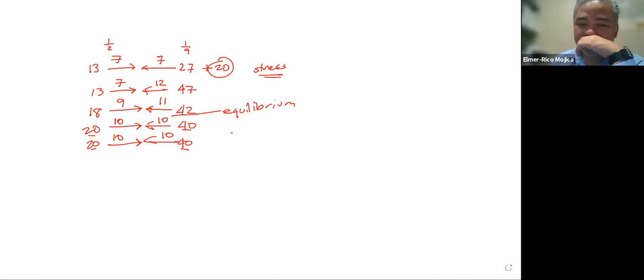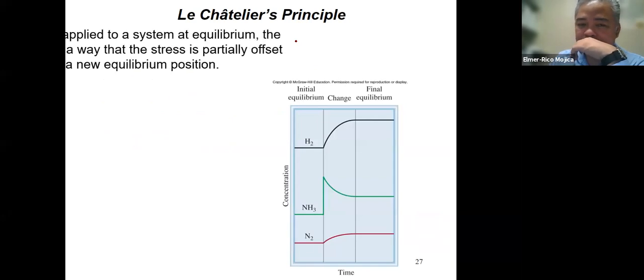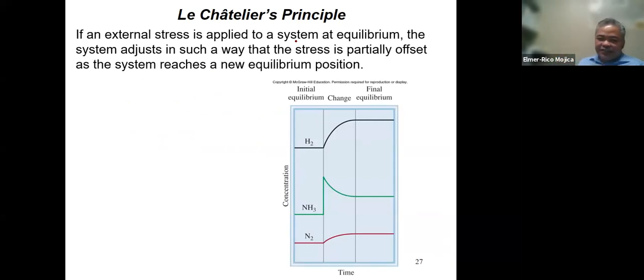So that is the concept of the so-called Le Chatelier's Principle. If an external stress is applied to a system at equilibrium, the system adjusts in such a way that the stress is partially offset as the system reaches a new equilibrium position. So I'd like to discuss this to you in terms of this one.